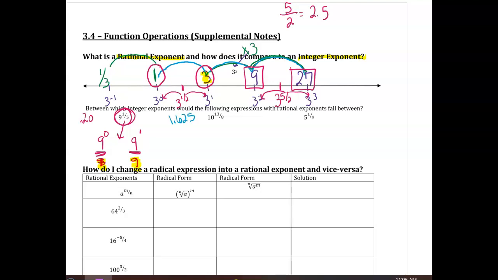So where would 1.625 fall in between? 10 to the first and 10 to the second.